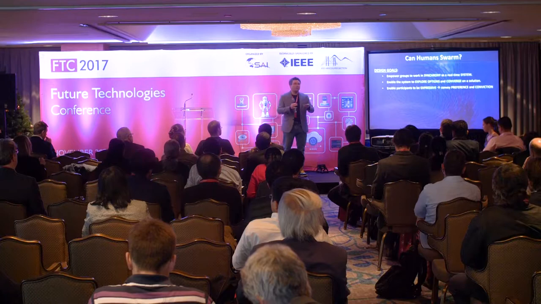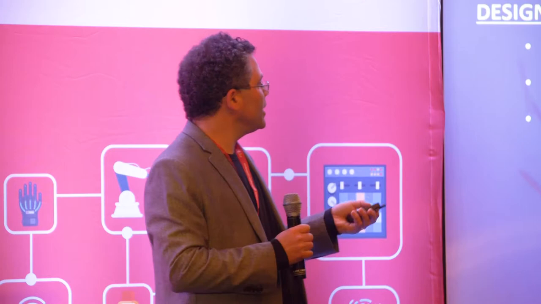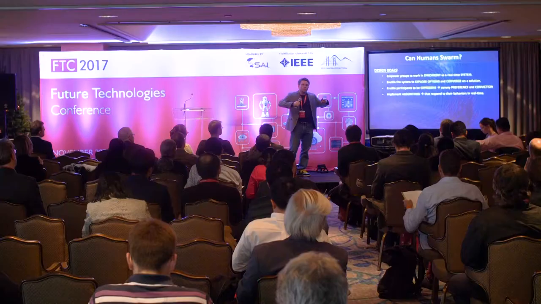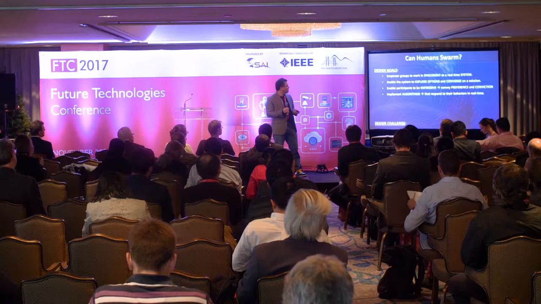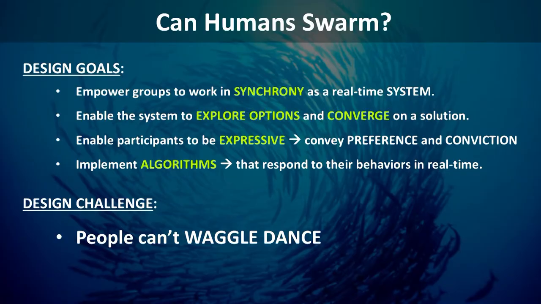All these other species have methods of expressing not just the opinion that they think is the best, but also the magnitude, the changing magnitudes of their opinions. And so we developed this system, or we knew we had to develop this system that can allow these same types of vectors of opinions that other species had enabled, and we had to be able to implement algorithms in the background that can basically watch these behaviors and combine and aggregate opinions in an optimal way.